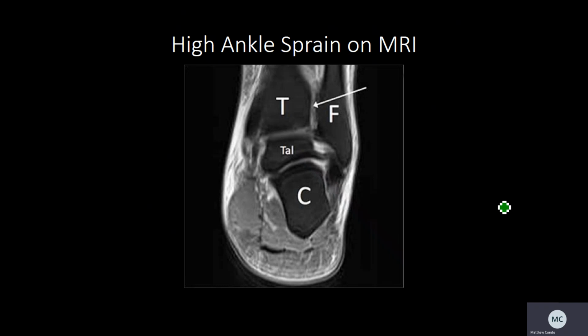And this is what a high ankle sprain is going to look like on MRI. So radiograph is probably going to be a little better modality here. As you can see, the MRI is not terribly clear, but we can use that to diagnose a high ankle sprain.